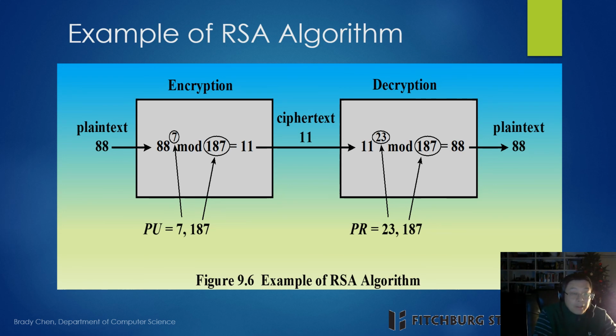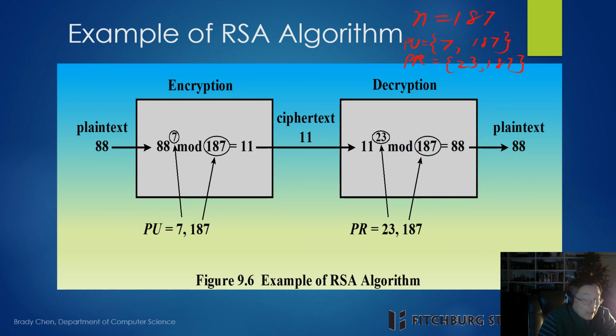So in this example, we find n, which is 187, which is a multiplication of two prime numbers, 17 and 11. And then we find one of the keys, which is (7, 187). Okay, we can make this a public key. And then we find a private key, which is (23, 187). We know the 7 and the 23 basically create a pair, right?